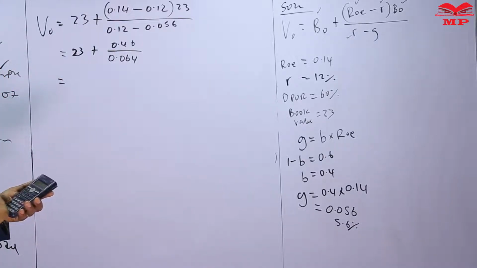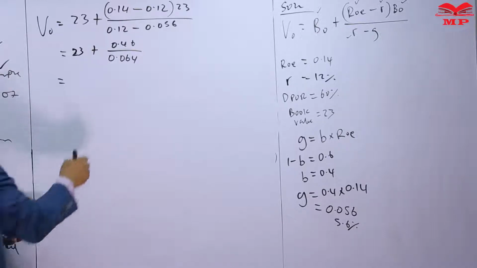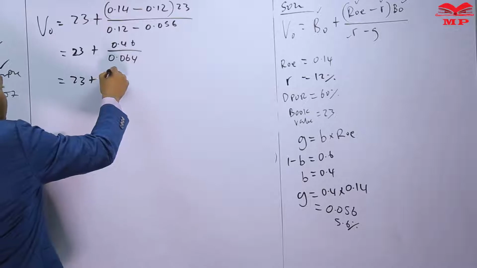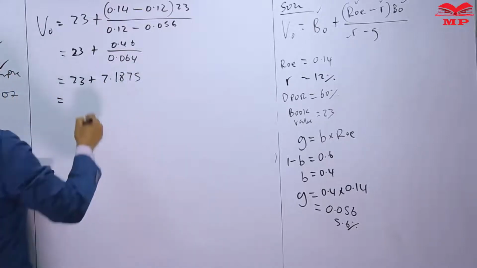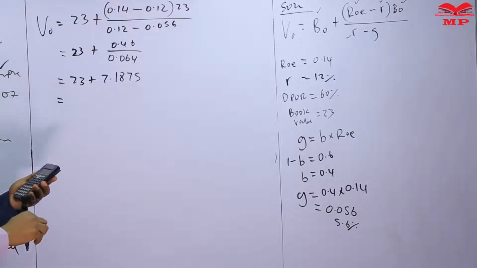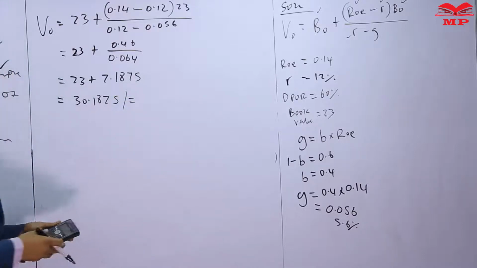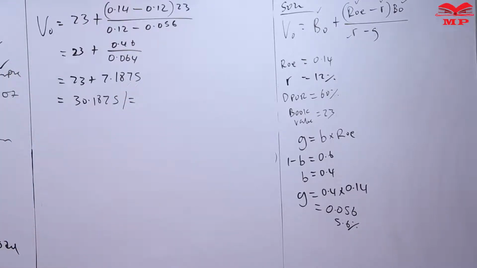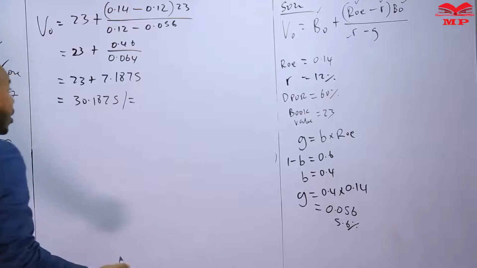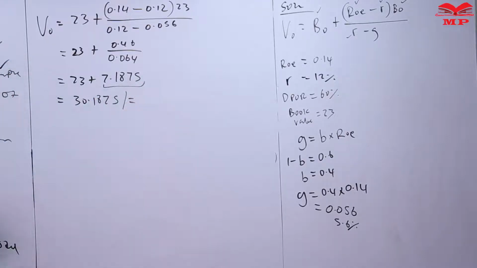So we have 0.46 divided by 0.064. We have 7.1875. 7.1875 plus 23, we have 30.1875 shillings. That is the value of the share of that security there. Now, we've also been asked to compute the component of the present value of future economic profits. The present value of future economic profits is just the 7.1875, which is that portion right there.